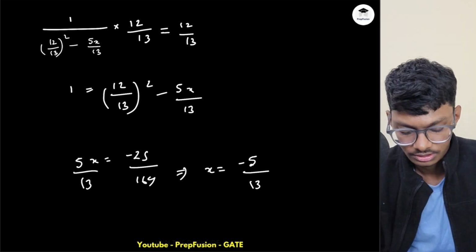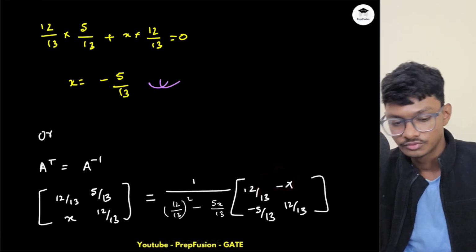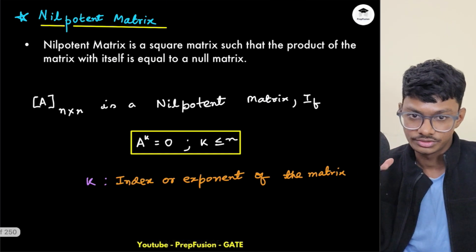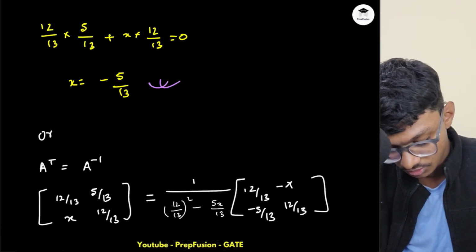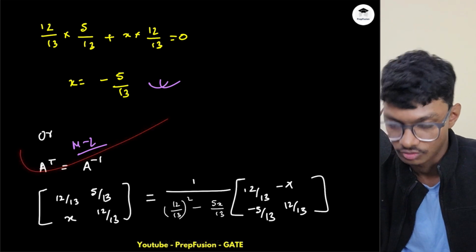Like from here also you can solve it, a bit lengthy, but from here also you can solve it. Or you can equate these. Whichever is suitable to you. So this is how you solve this question, with method 1 and method 2. This is with the definition of orthogonal matrix.